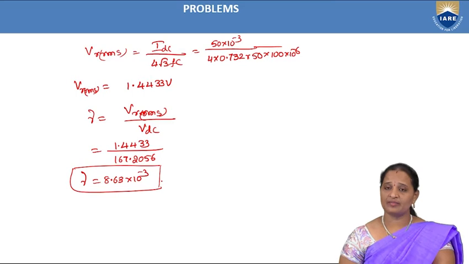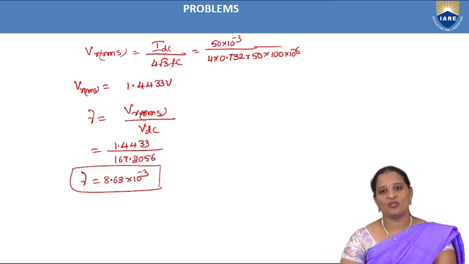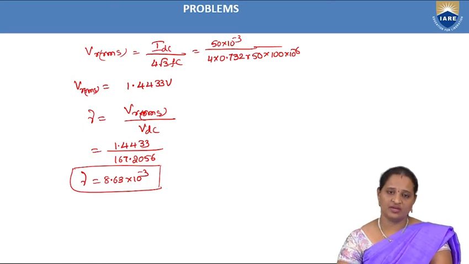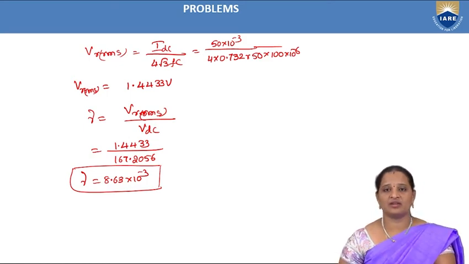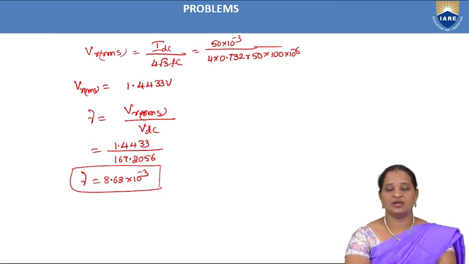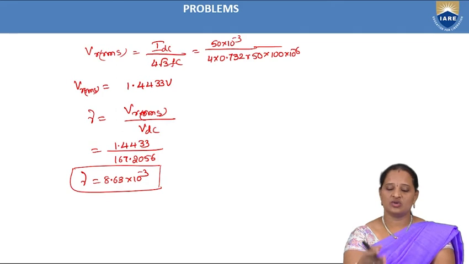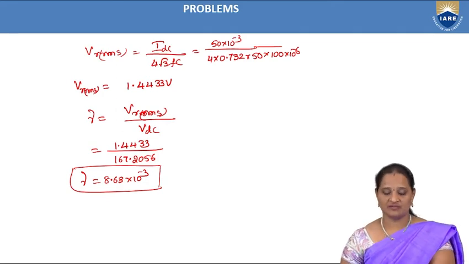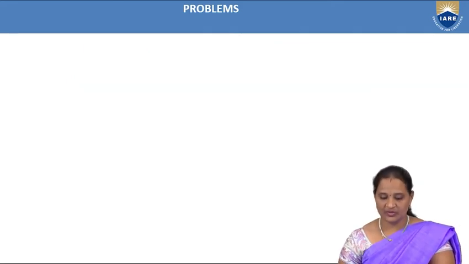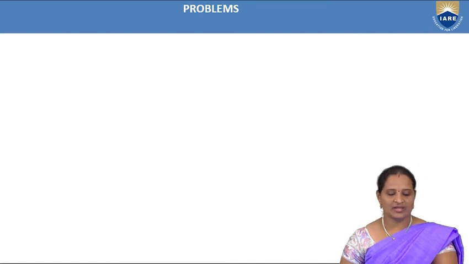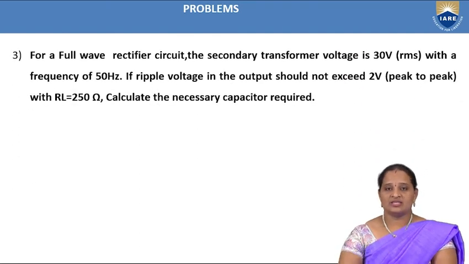So what is the purpose of using a capacitive filter? In order to reduce the AC components present in the output of the rectifier. If you reduce the AC components, obviously the ripple factor will be reduced. The ripple factor of a full wave rectifier is 1.11, and after using the capacitive filter, it got reduced. That is the importance of the capacitive filter. So that is the second problem.